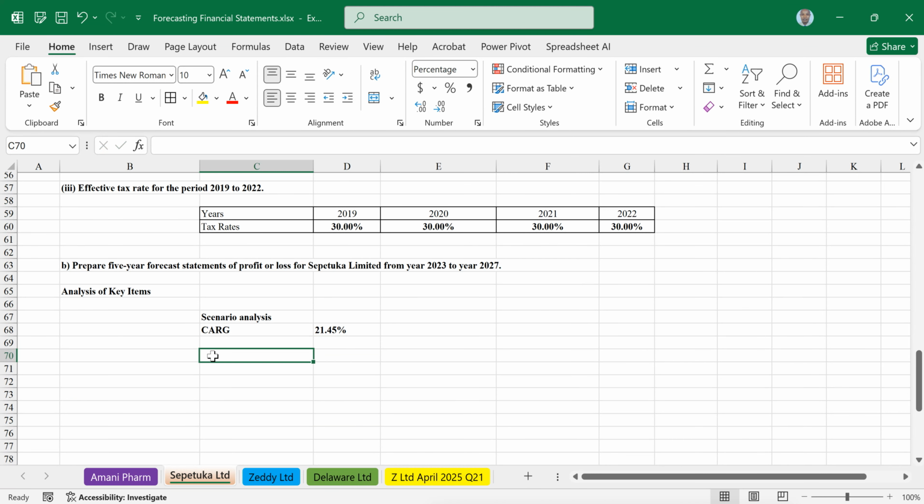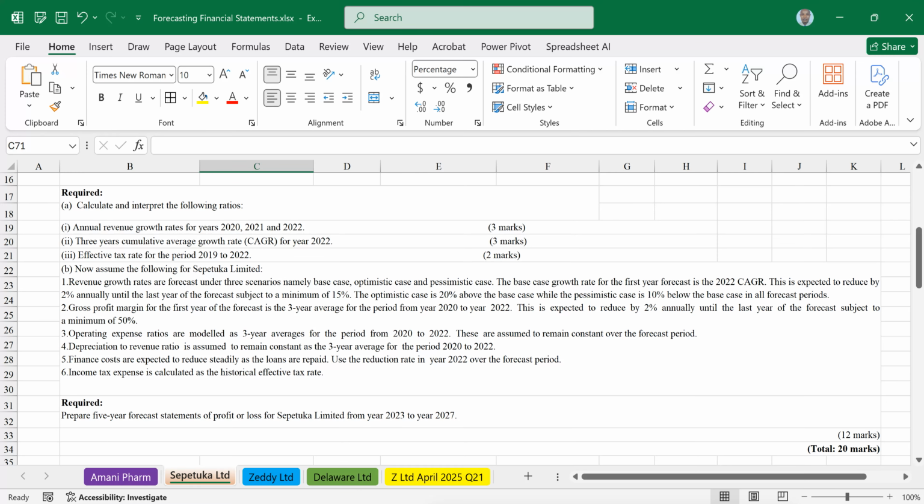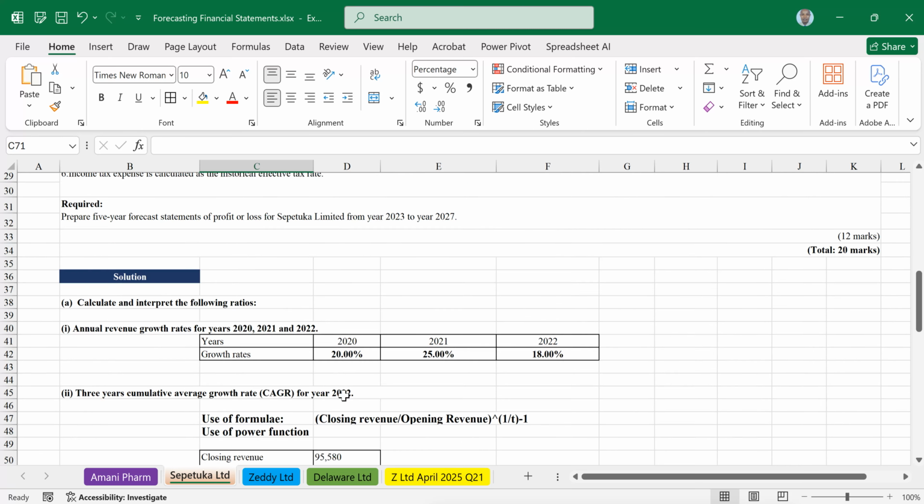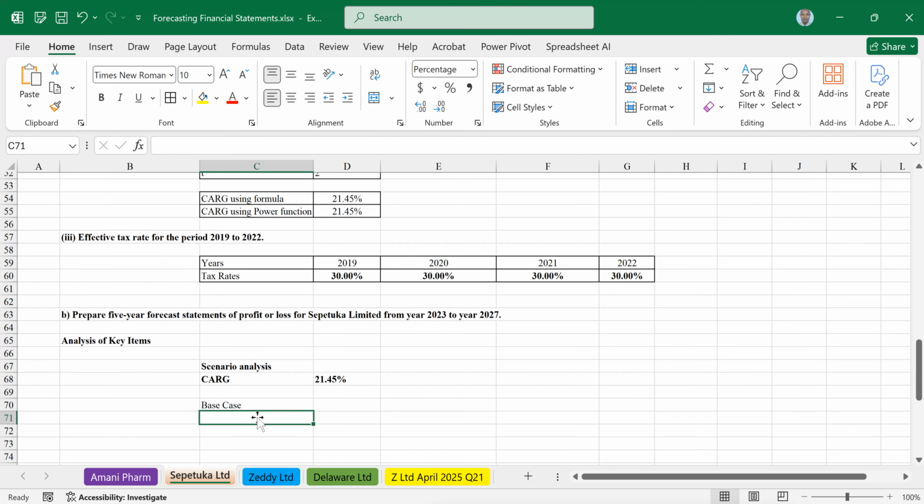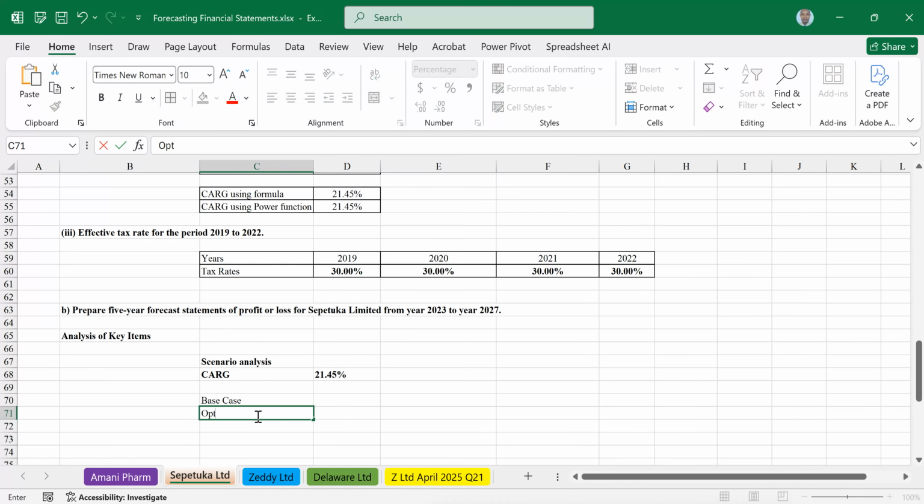Then we have the base case. After base case, we have base case and what? Optimistic. Okay, let us go. So we have base case, then optimistic case, then we also have pessimistic case.